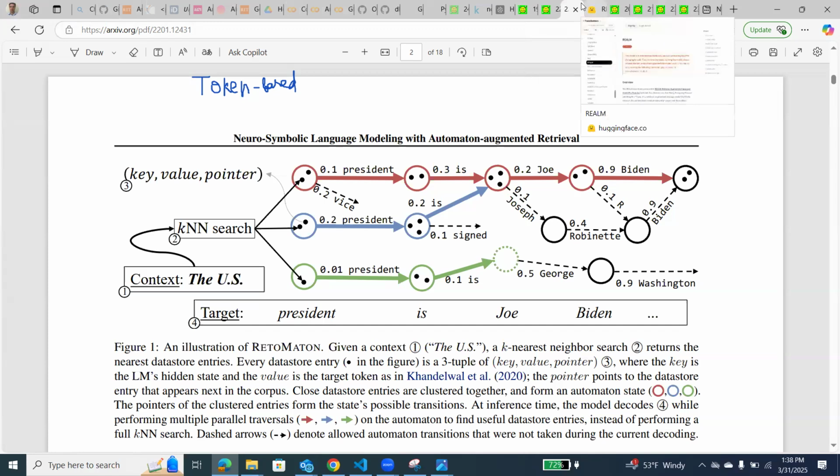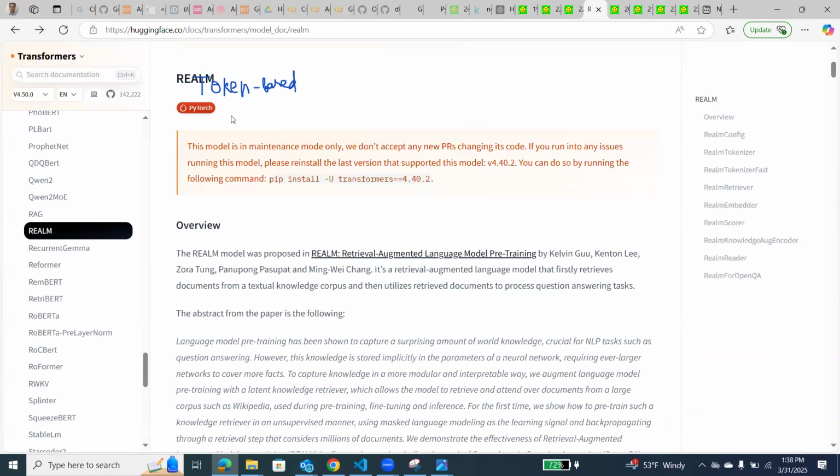Let's take a look at the sentence-level generation. So now, sentence level.